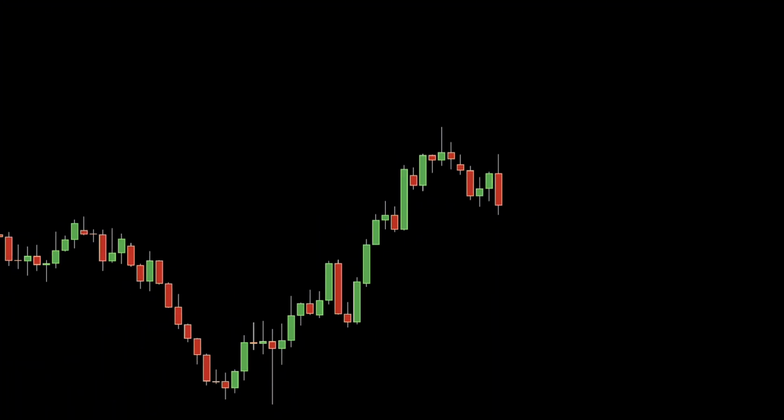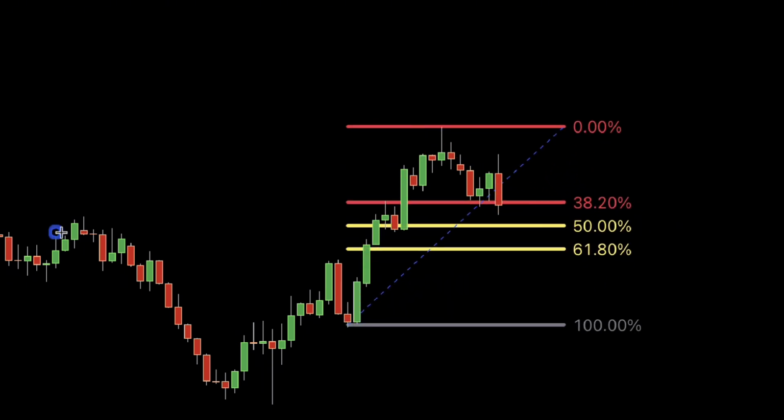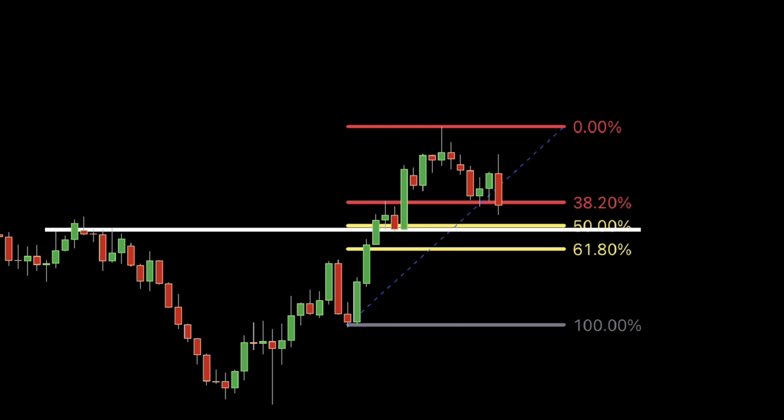Here, the market is in a clear uptrend, strong impulsive moves upward followed by retracements. Now we spot another pullback, so we draw our Fibonacci retracement from the start of the impulse to the high. Look closely, the 50% retracement level lines up perfectly with a previous resistance that has now turned into support. This is key. In traditional technical analysis, old resistance turning into new support is a classic signal. When price revisits this area, it often bounces.